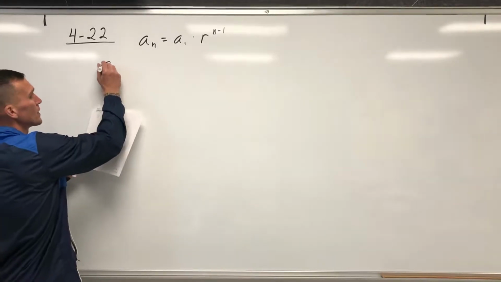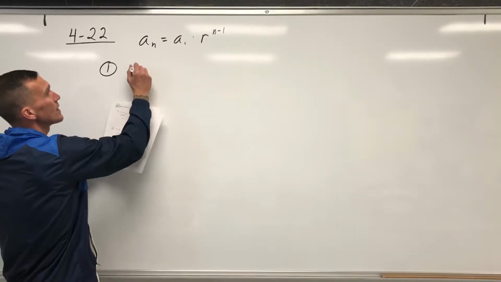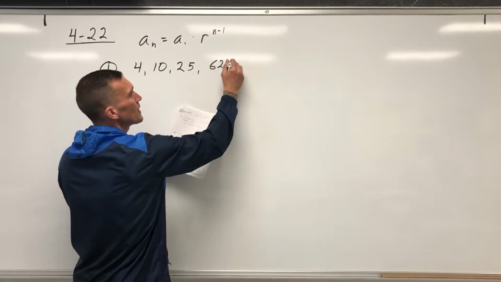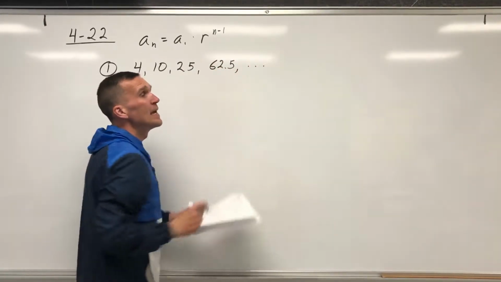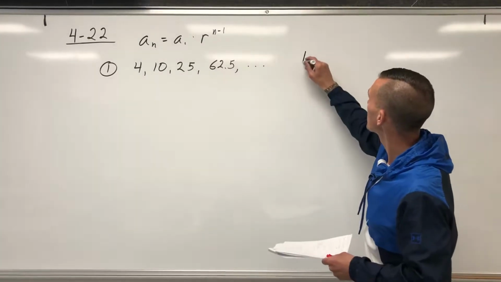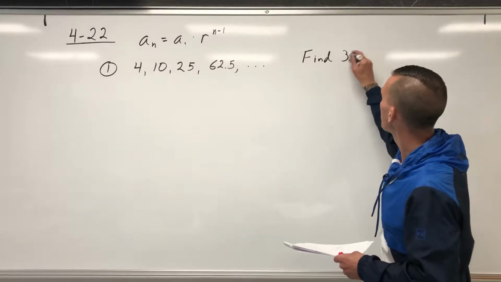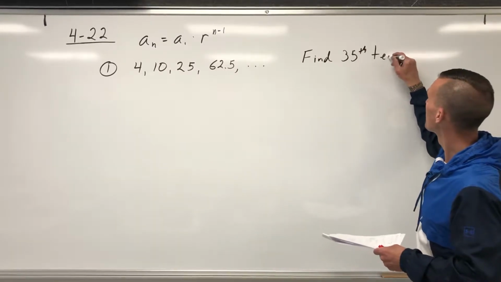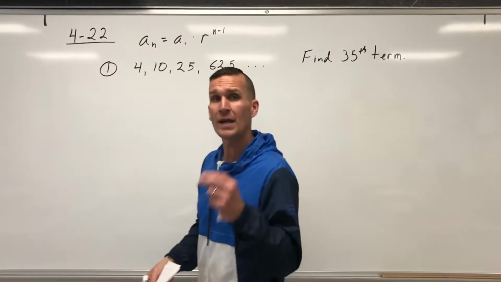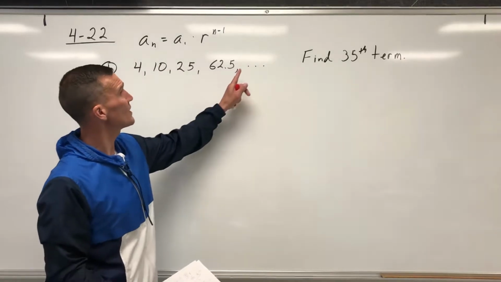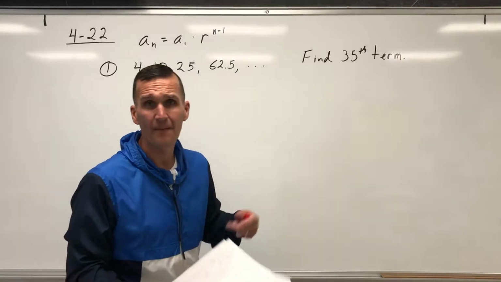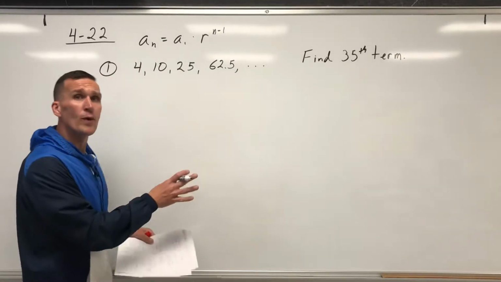So here is number 1. We have the sequence 4, 10, 25, 62.5, and so on, and we're going to find the 35th term. Why is a rule important? Because I don't want to find all of the numbers in the sequence until I get to the 35th spot. That's a waste of my time. So I want to be able to write a rule for this.